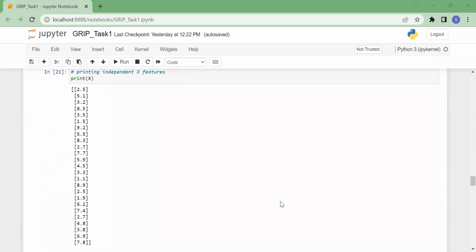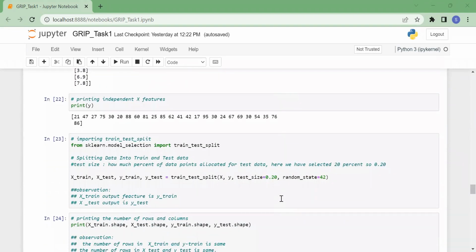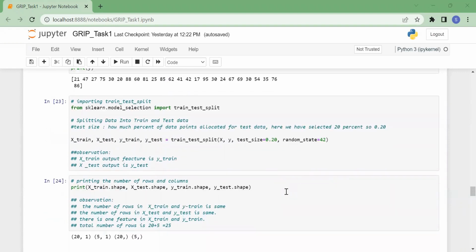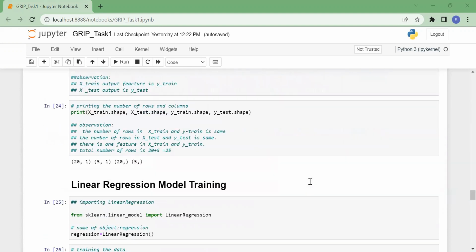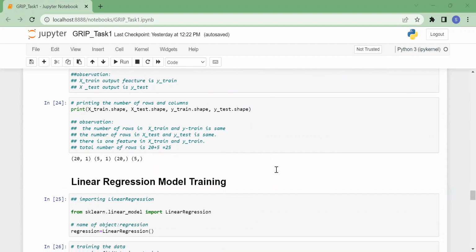I prepared the data. I have split my data into train and test data. Test size is how much percent of data points is allocated for test data. For that, I have used 20% for my test data and 80% for my training data. So we observe that the output feature of X-train is Y-train and the output feature of X-test is Y-test. The number of rows in X-train and Y-train is the same, that is 20. The number of rows in X-test and Y-test is the same, that is 5.